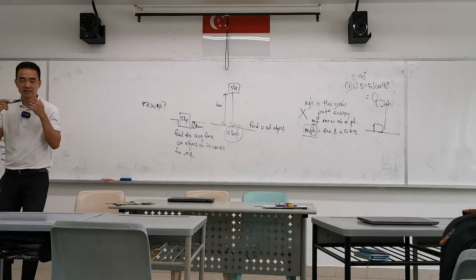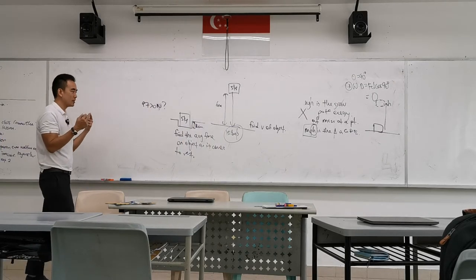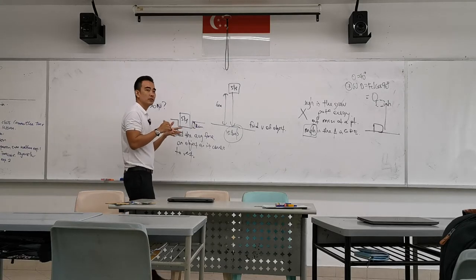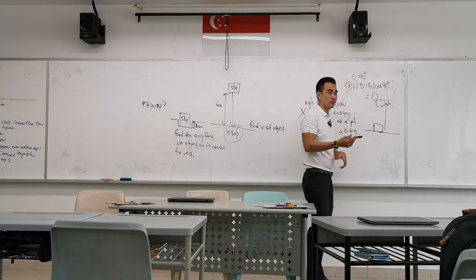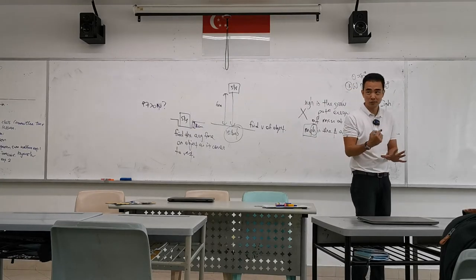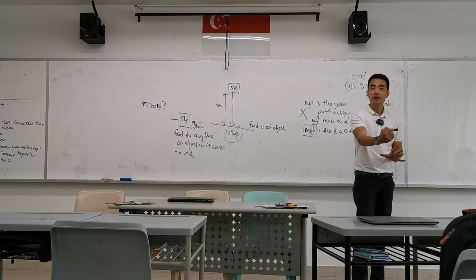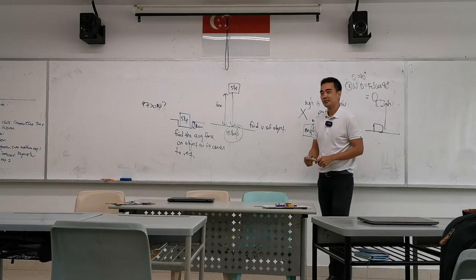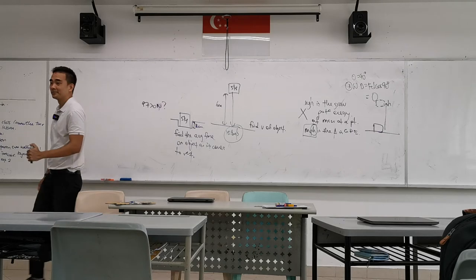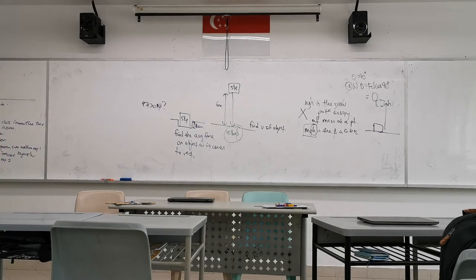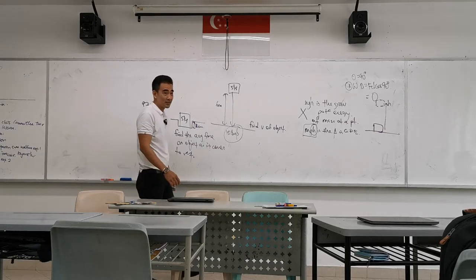So let's describe the scenario. What happens is that when the object hits the ground, it reduces the KE to zero. So the work done by the ground, which is force times distance, must be equal to the KE. Cool? 9720. Nine, 7, 2, 0, right?